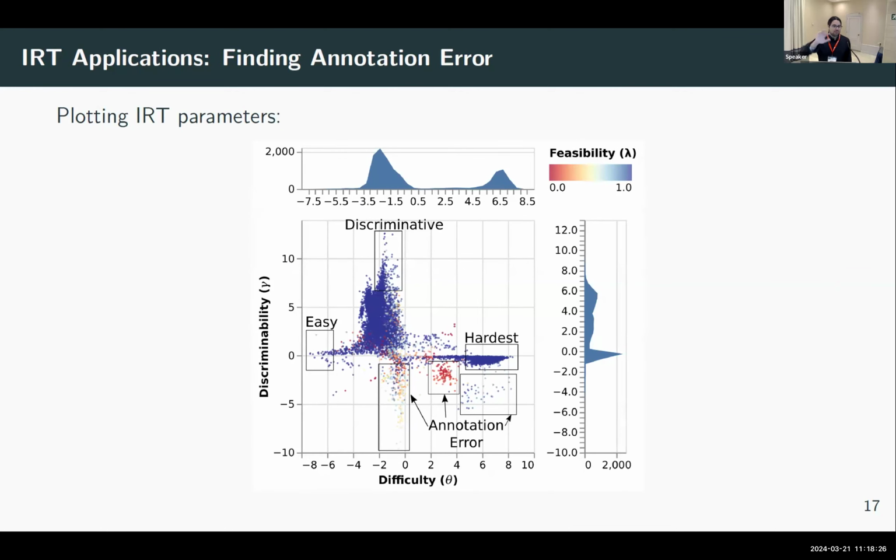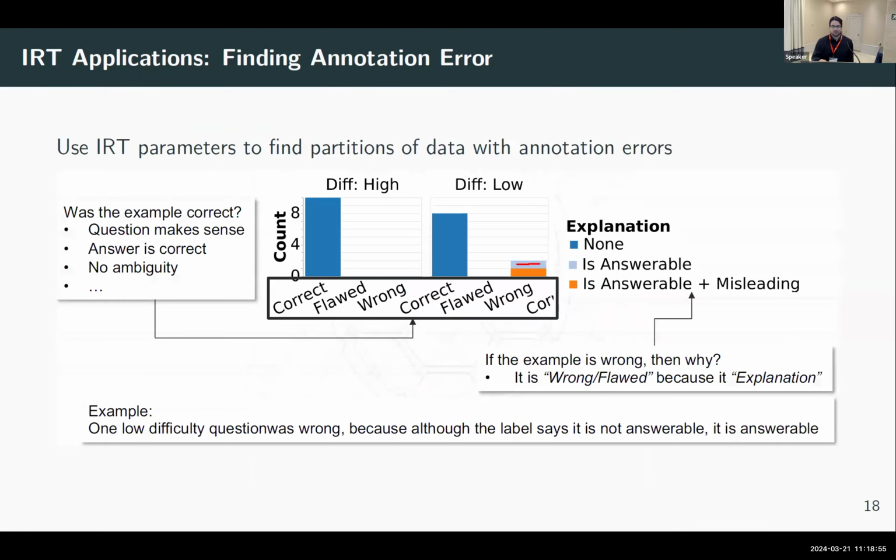So we plotted all the examples here, and what we looked at were different categories of examples. And for each of these categories, we annotated a set of examples. So we took all the easy examples, all the hardest examples, all the examples that had low discrimination and high discriminative power. And we annotated those to see, well, do we see what we expect? Is there annotation error or not?